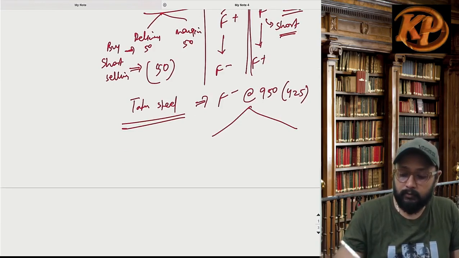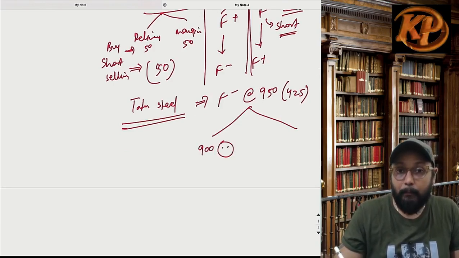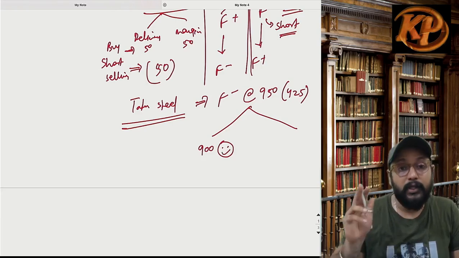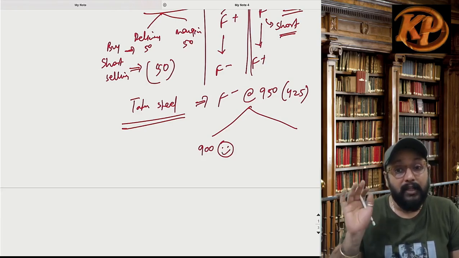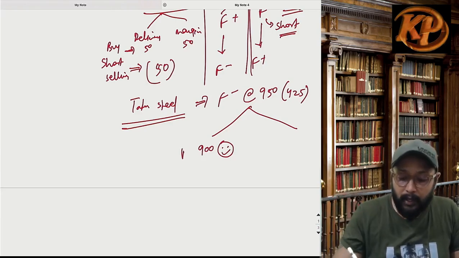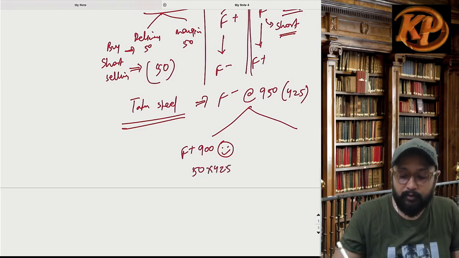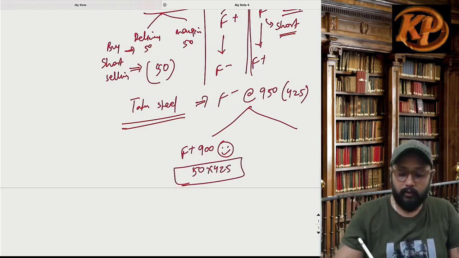Two things can happen. It goes down to 900. Happy or sad? I'm happy because I took a short position at 950. I sold something at 950. To square off, I will have to buy. So I buy at F plus 900. What is my profit? 50 multiplied by 425, the lot size. This is my profit.